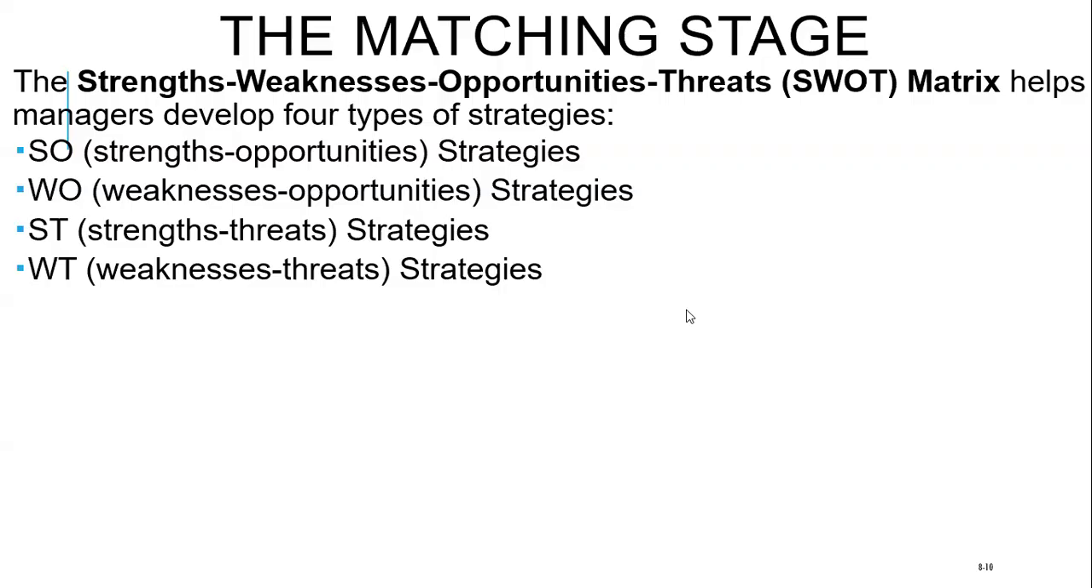Then there can also be the weakness, opportunity strategies, which is normally employed whenever an organization is aware of its weakness and it wants to overcome this internal weakness. And so they take advantage of an external opportunity that exists out there, which can be used in addressing such internal weakness.